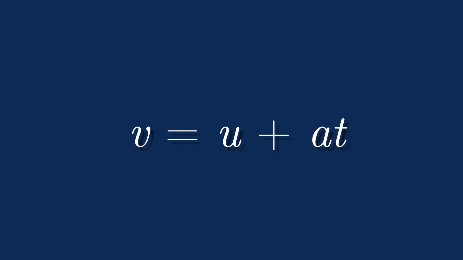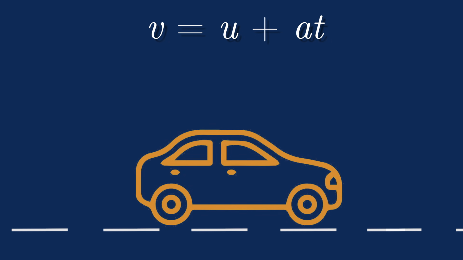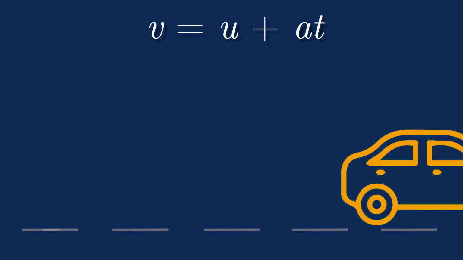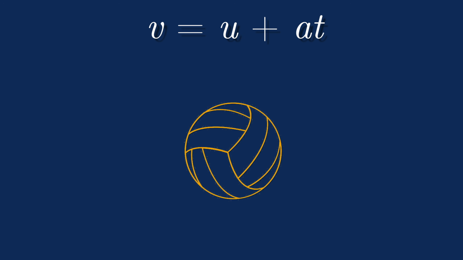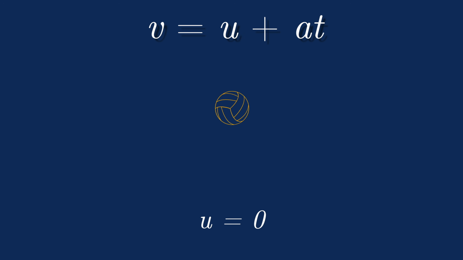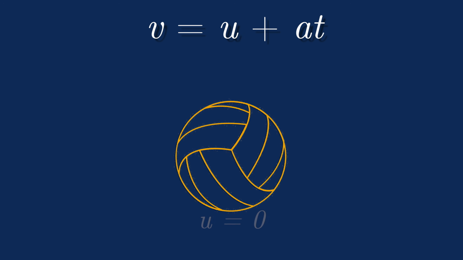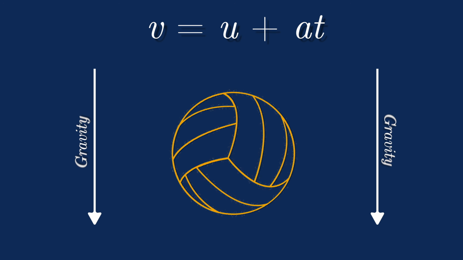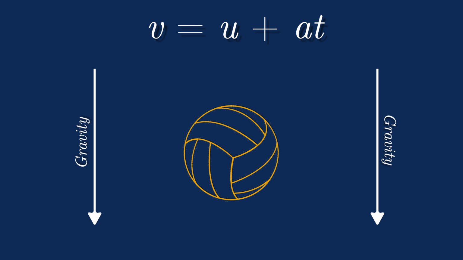The first equation is V equals U plus AT. This one connects final velocity, initial velocity, acceleration, and time. So if something starts at one speed and accelerates for a certain amount of time, this equation tells us how fast it ends up moving. For example, if I release a ball from rest, then its initial velocity will be 0, but as it falls, gravity accelerates it downward. So after 1 second, we can predict its velocity.